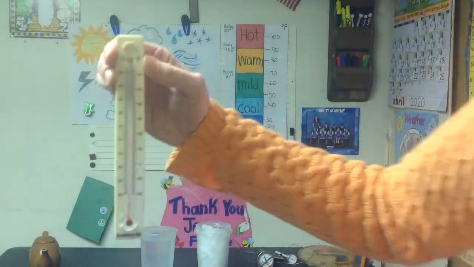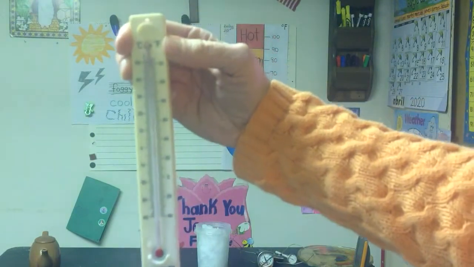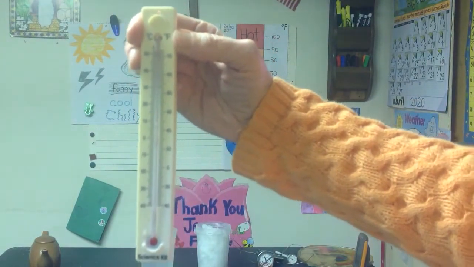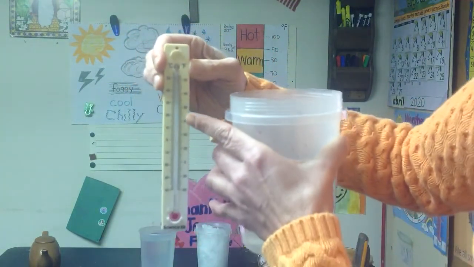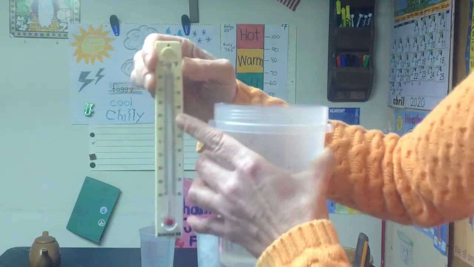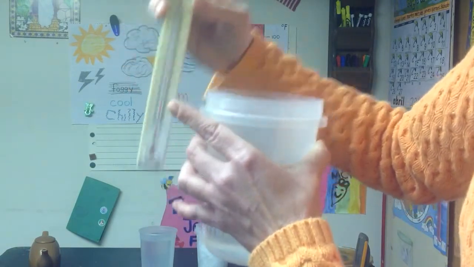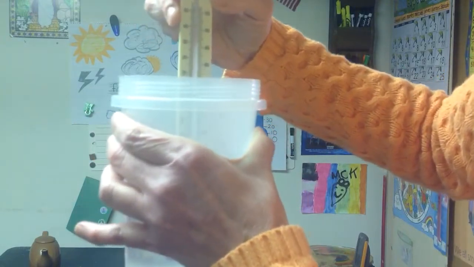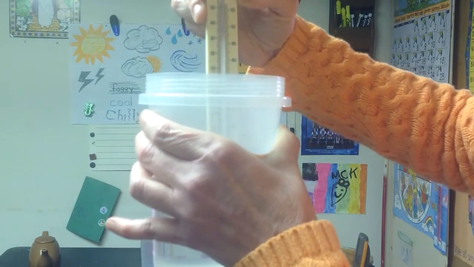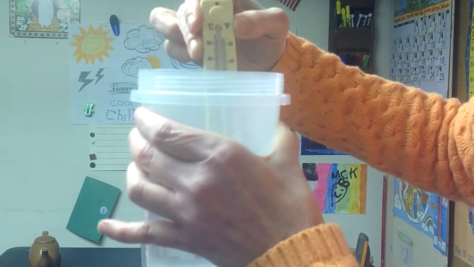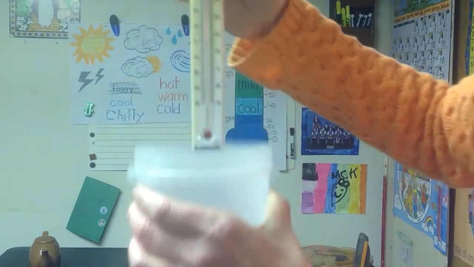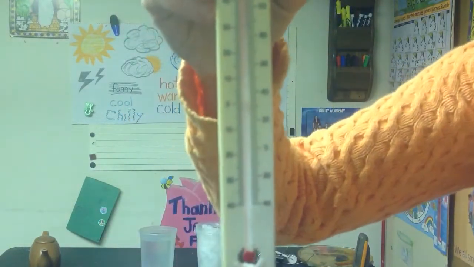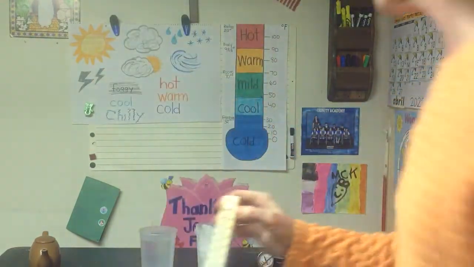Can you see? Let me look. Okay. It's right about here. It's about 70 degrees. That's room temperature. So let's see if it goes up. It's going up all the way to the top. This is very hot water. Okay, so if you can see it, the mercury went all the way up.